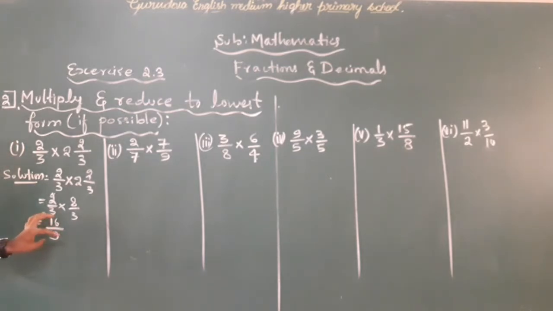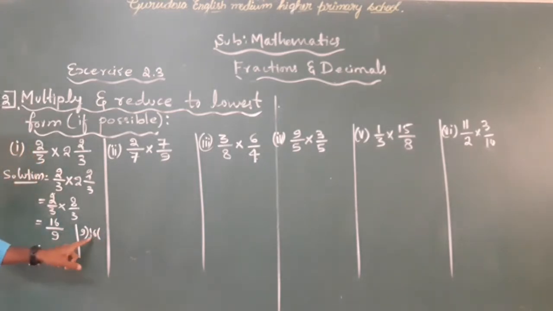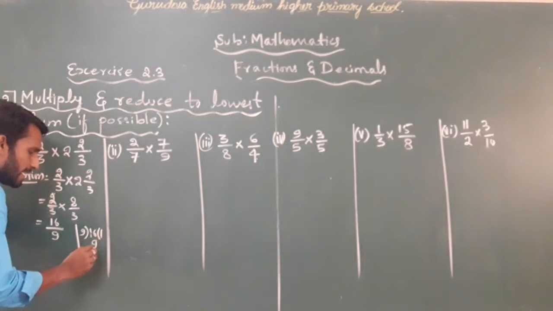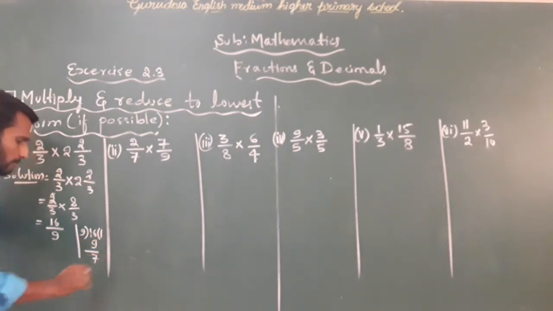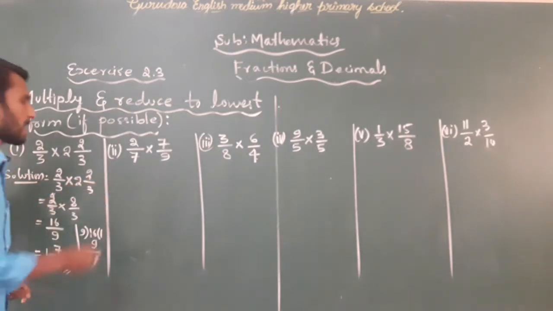Dear student, we have an improper fraction. We have to convert this improper fraction into a mixed fraction. Then we divide 16 by 9. 9 ones are 9, remaining 7. When we write it as a mixed fraction, we get 1 whole 7 by 9. This is the solution. Next question I am taking here.